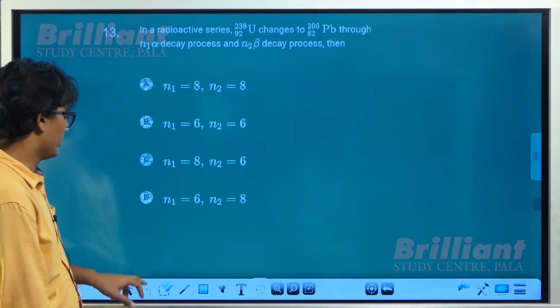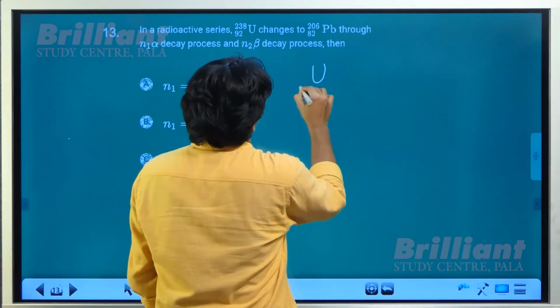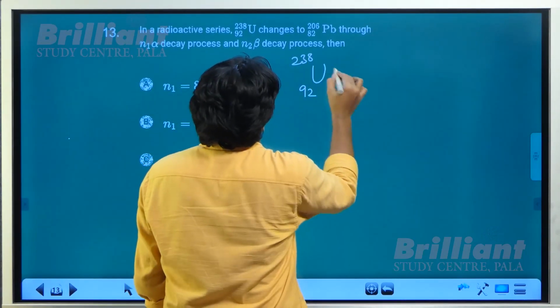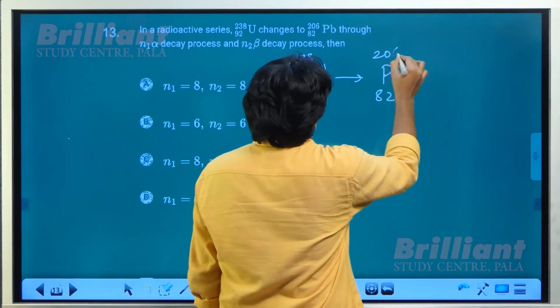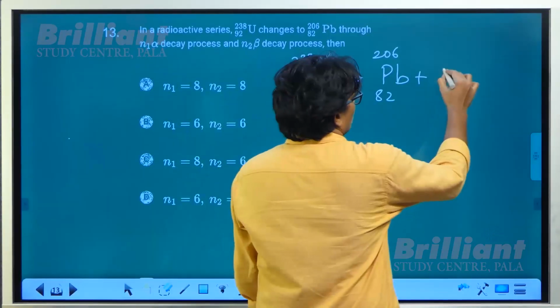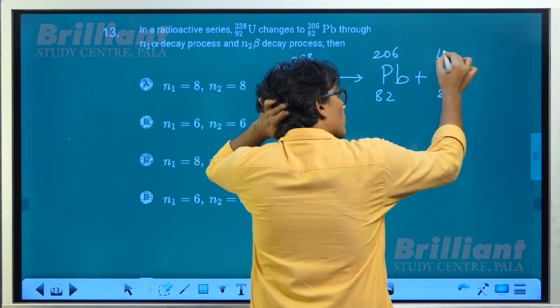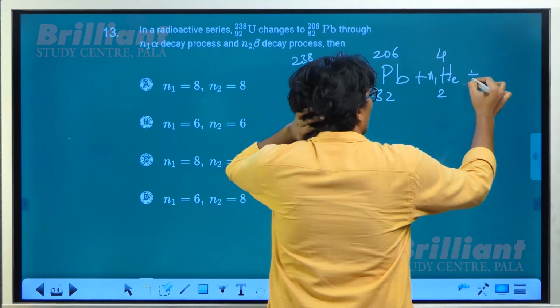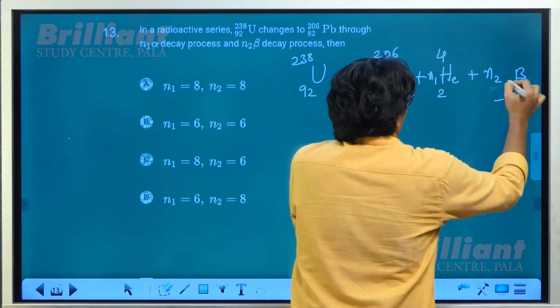In radioactive series, okay, U238, this is 92, 238. It has become Pb 82, 206 by emitting N1 alpha. So alpha means this is 2, this is 4, this is N1, and N2 beta. Beta is, sorry, minus 1, 0.